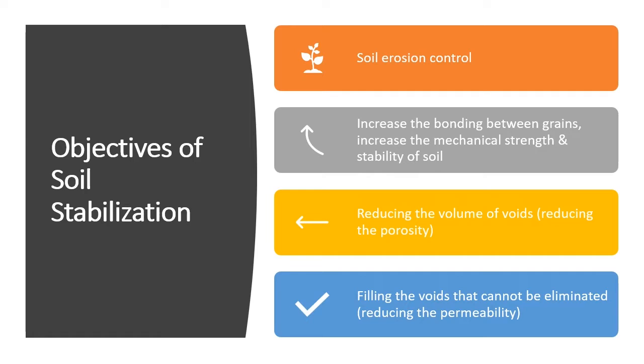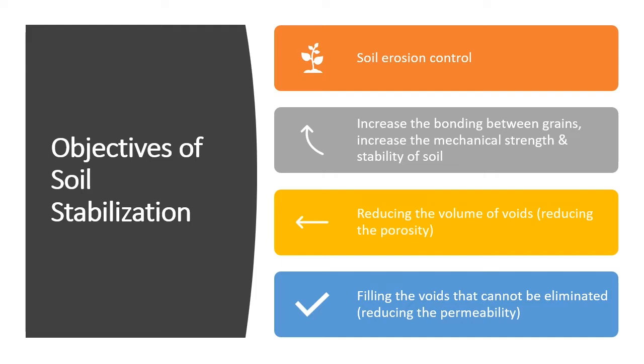There are many objectives of soil stabilization. Among them is soil erosion control. Soil erosion control is the process of minimizing the potential for soil erosion. Erosion control measures have proven to reduce erosion potential by stabilizing exposed soil and reducing surface runoff velocity.